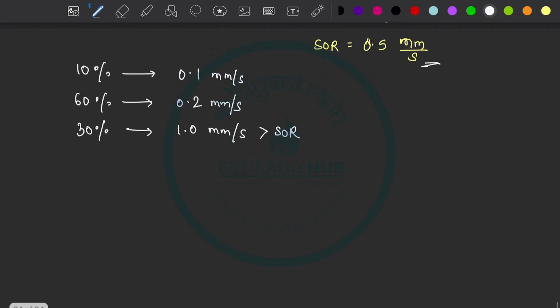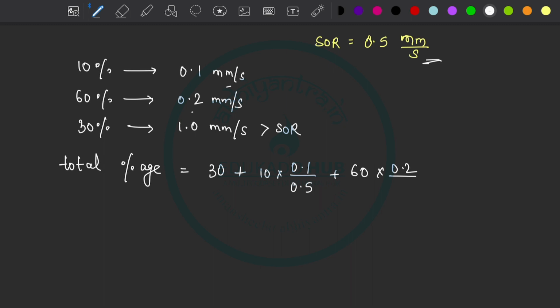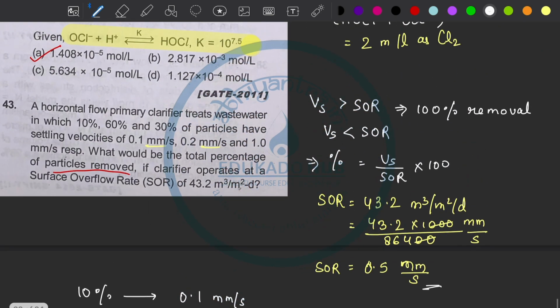So the total percentage, if I want to calculate, is 30% will be removed fully. Okay, so I can take full 30%. The 10% particles that will be removed, that will be 0.1 is the velocity divided by surface overflow rate 0.5, plus 60 into the velocity 0.2 divided by 0.5. So the value comes out to be 56%. So the total percent removed will be, answer will be 56%.